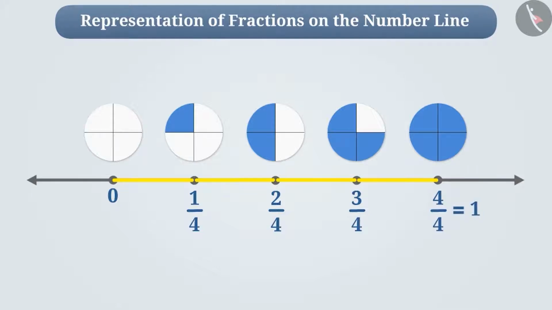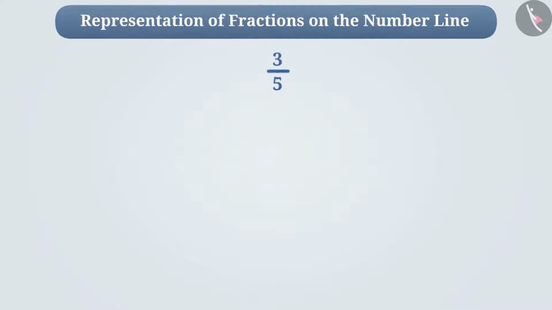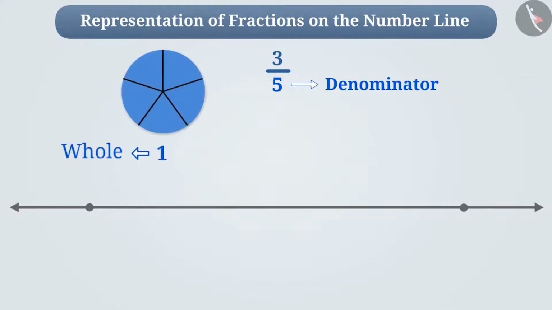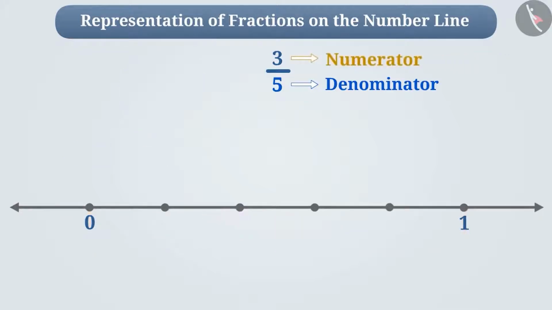In this way, we can represent any fraction on the number line. Suppose we have to represent 3/5 on the number line. In order to do this, first, we will make a number line. Since the denominator of this fraction is 5, it tells us that a whole is divided into 5 equal parts. So, we will divide the distance between the points, which is also called unit distance, into 5 equal parts.